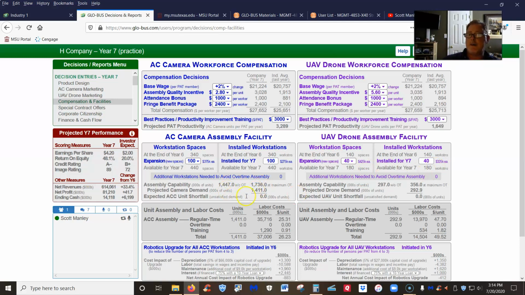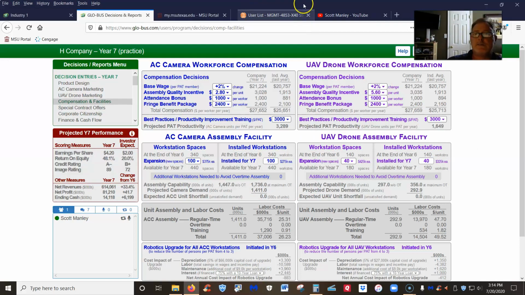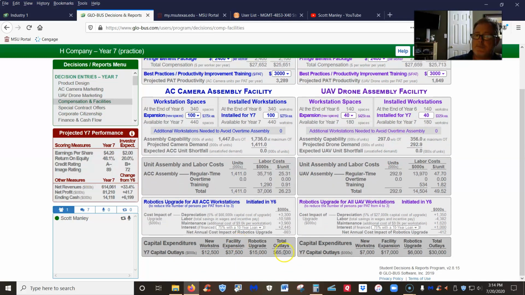I'm not maxing out my factory's capacity. I'm not going with overtime, okay? I wanted to pay the 2% that my workers expect, okay, as an increase. I wanted to give them the assembly quality incentive. I boosted that a little bit. I wanted to give them an attendance bonus that was better than the industry average, and I wanted to give them fringes that were better than the industry average. And I also did some productivity and improvement training, and I implemented the robotics upgrade. It's saving me this year about $1.2 million.